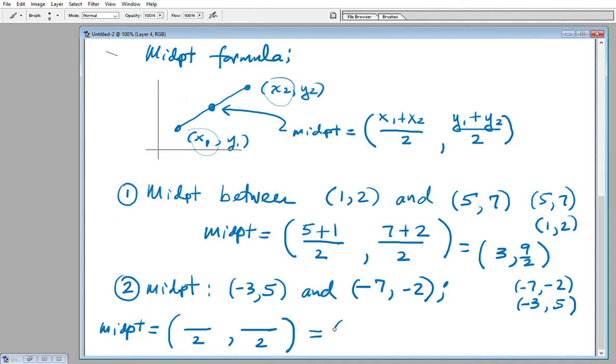Okay, so here we have -7, -3. Those are the x's. Okay, add these, and add the second one, -2 plus 5. So this is -10 over 2. That's a -5. Okay, great. And 3 over 2.